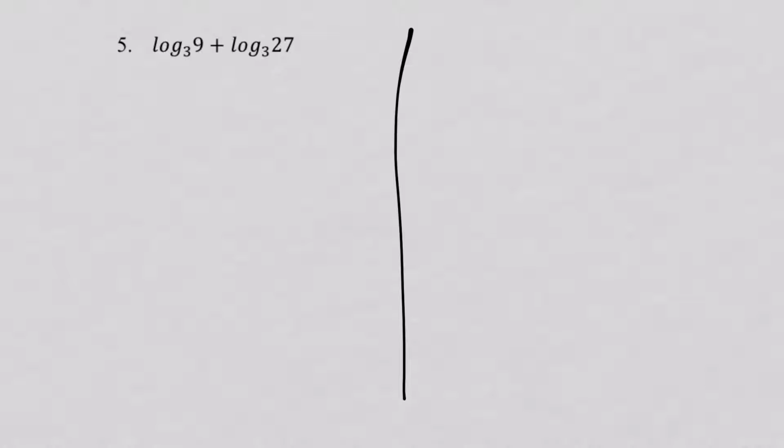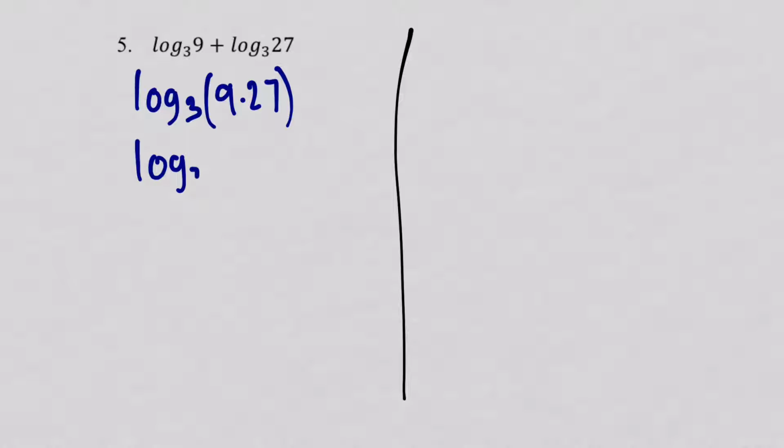The first one looks familiar to one of the properties that I used already, right? It's addition of two logarithms with the same base. So if I have two logs with the same base, I can put them together. You guys got to recall that property that we've used a couple times already. That says that I can put them together, keep the base, and bring the 9 and the 27 together by multiplying them. And then I use my calculator and I figure out that 9 times 27 is 243.